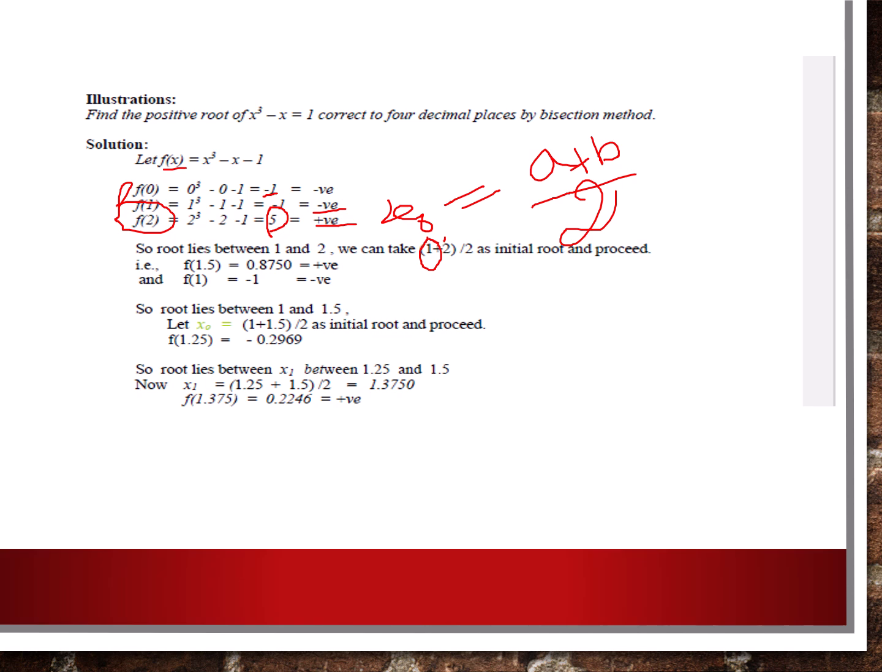The value is 0.8750. The sign is positive. And then f of 1 is minus 1. The sign is negative. The root lies between 1 and 1.5. So x0 equal to 1 plus 1.5 divided by 2 as the initial root, and proceed. Next, the value 1 plus 1.5 divided by 2 equal to 1.25.